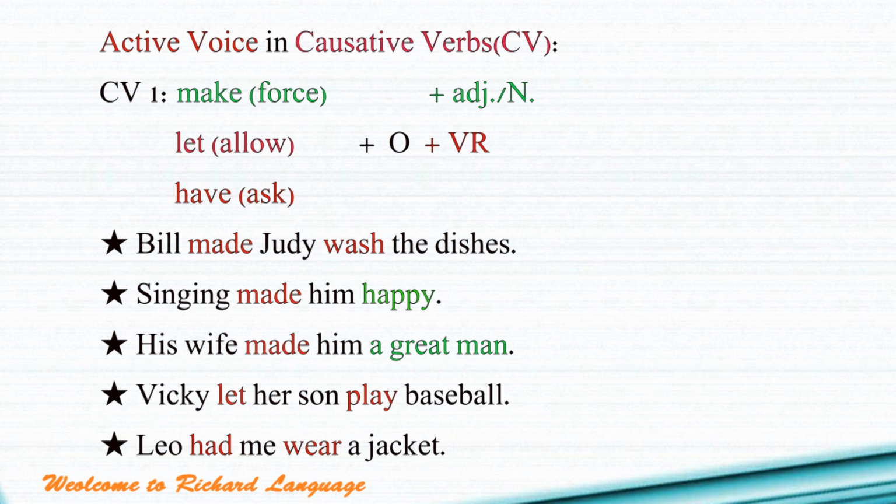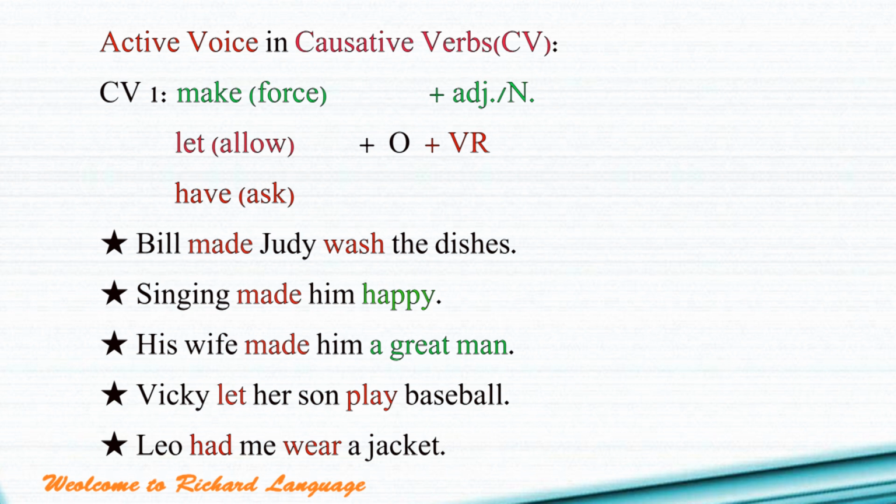Okay, let's see the next sentence. His wife made him a great man. Again, here, made is the causative verb, and him is an object. Here we see we can use a noun behind the object. That's the other function whenever we use the causative verb make. So these three example sentences give us a concept about make. We can follow with VR or adjective or noun if you use make here.